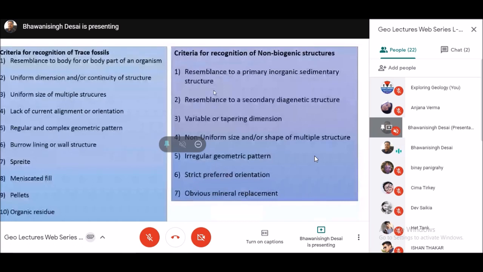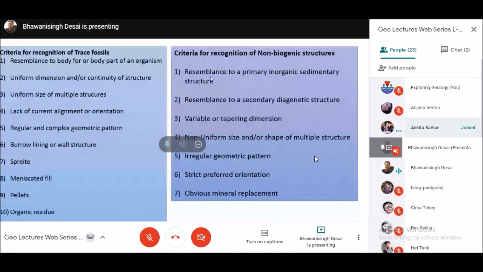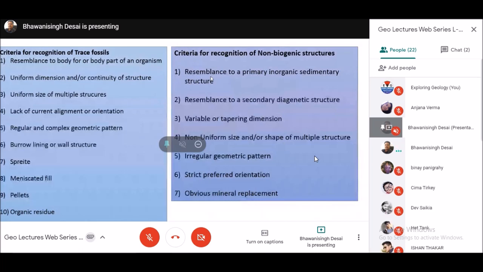Non-biogenic structures have certain characteristics. They are inorganic, they have secondary diagenetic features, the dimensions are variable, they are non-uniform in size and shape, they have irregular geometric patterns, no strict preferred orientation, and there is mineral replacement. If you try to find these, you will be able to distinguish between a trace fossil and a non-biogenic structure. On the other hand, a trace fossil would resemble a body part or the body of an organism.